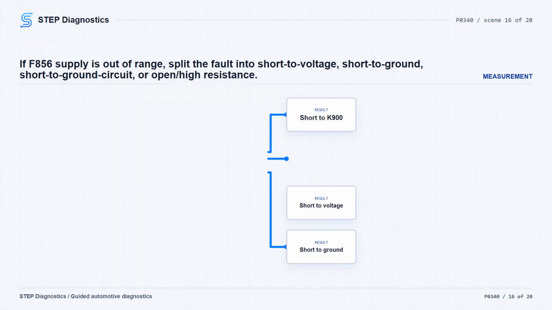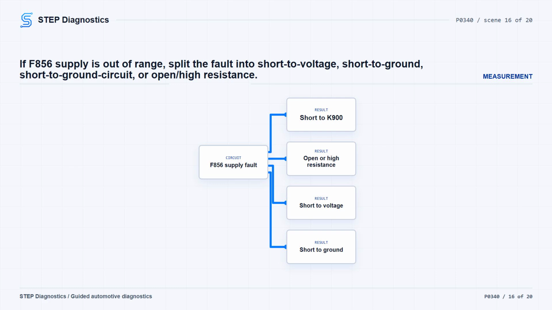If the F856 5-volt supply check was not between 4.8 and 5.2 volts, stay on that circuit. Measure voltage on F856 at the CMP sensor connector. If it is above 5.2 volts, repair the 5-volt supply circuit for a short to voltage and verify the repair. If it is not above 5.2 volts, turn the ignition off, disconnect PCM-C2, and check continuity between ground and F856. Continuity there means repair F856 for a short to ground.